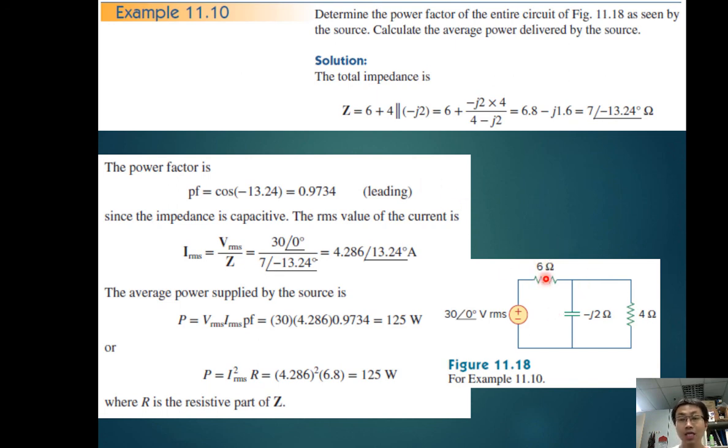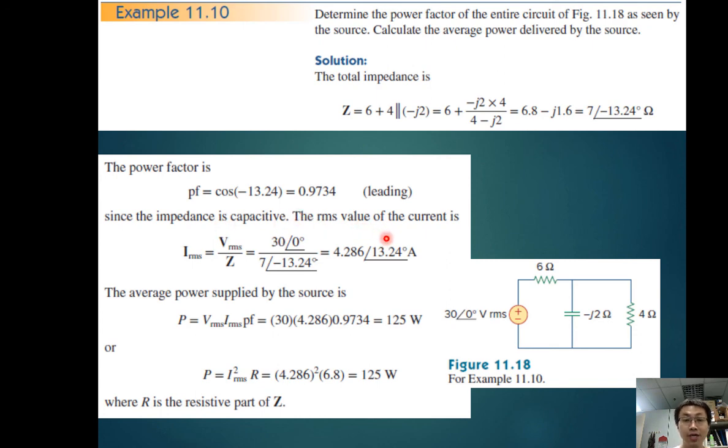So we know that the negative j2 ohm is in parallel with the 4 ohm. So we write 6 plus 4 parallel with negative j2. Then we do some computation. We found that the total or equivalent impedance is 7 with an angle of negative 13.24 degrees. Then my power factor comes directly from cos negative 13.24. So I found that it is 0.9734 in leading form, since the capacitive impedance is leading.